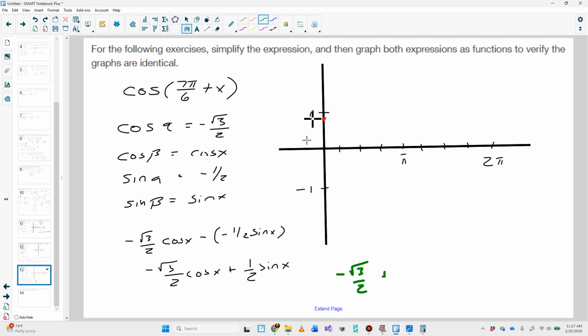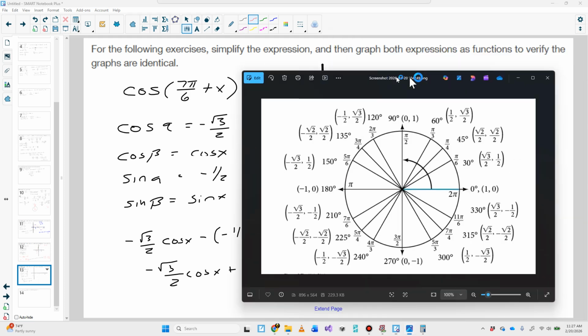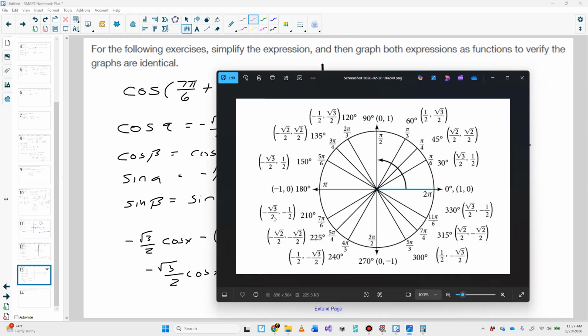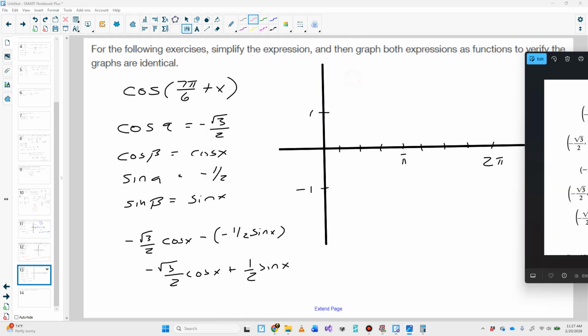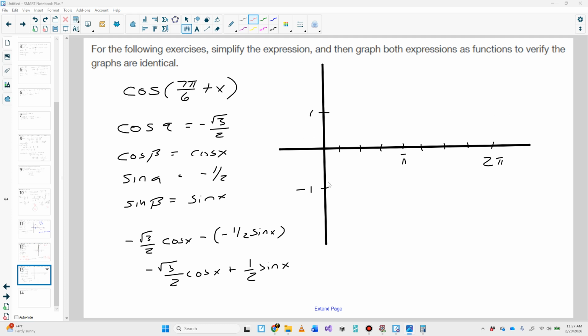Actually, it was negative. I was supposed to move this down to the bottom. How do I know it's negative? Because the cosine of 7 pi over 6 is negative square root of 3 over 2. So I should have drawn that dot down here. I'm going to do that again.